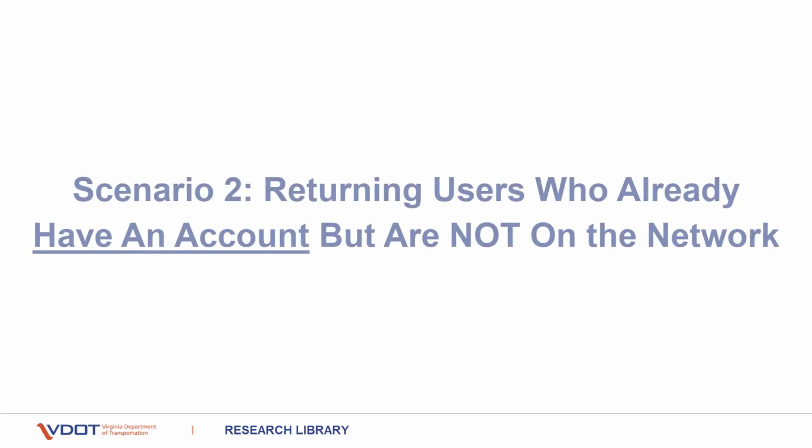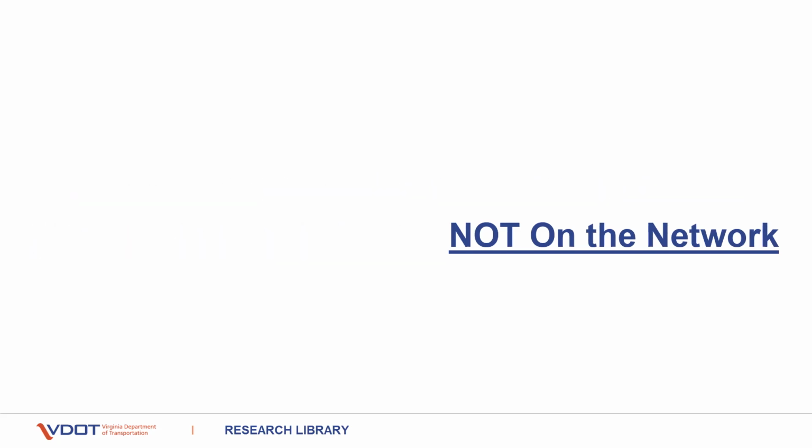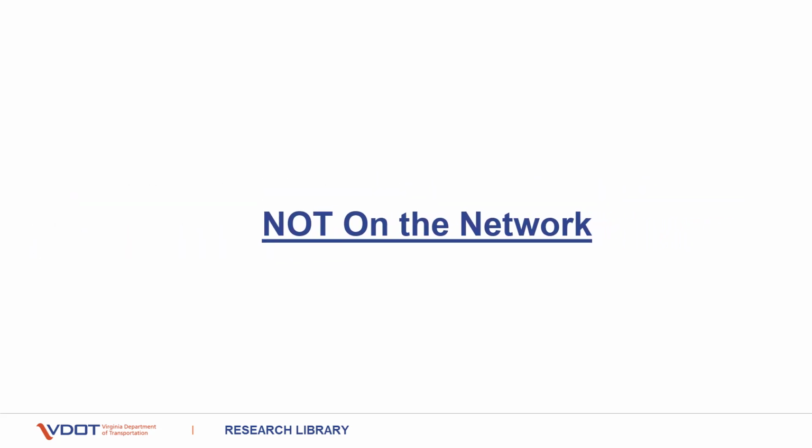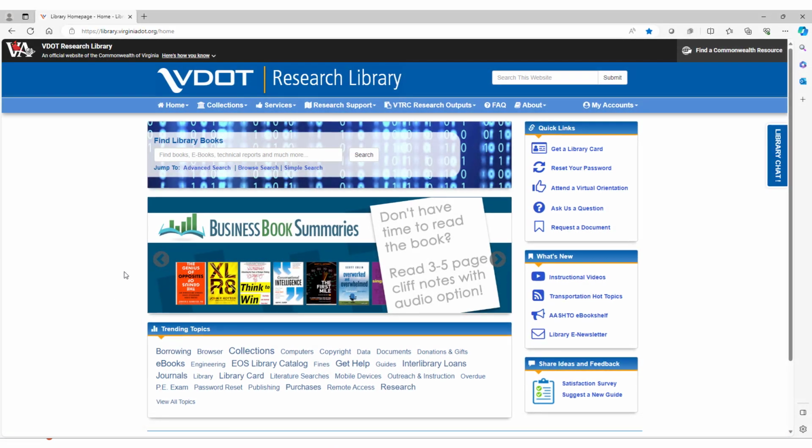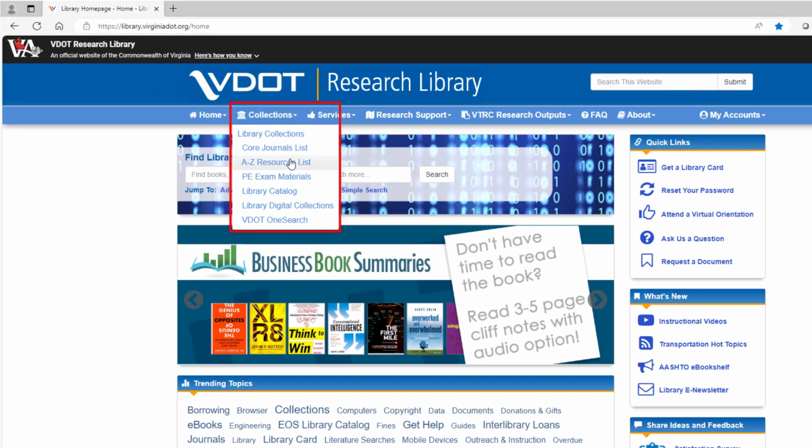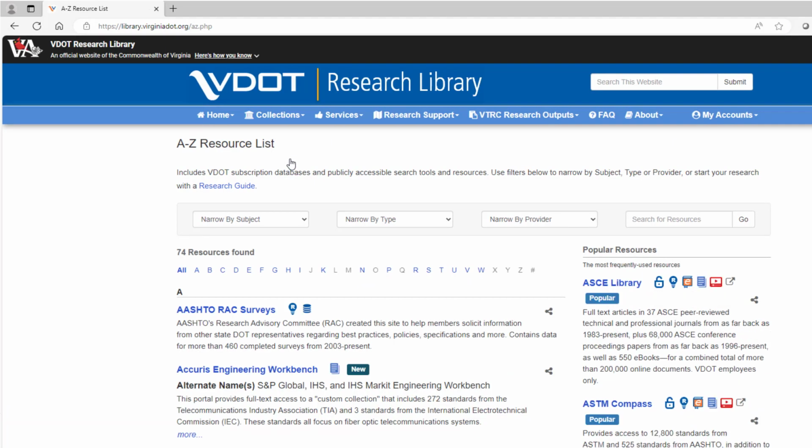Scenario 2 is similar, only let's pretend I'm not logged into the VDOT network. Perhaps I don't have access to VPN, or I'm using my personal computer from home. Regardless, I'm not on the VDOT network. All the steps for getting into Knovel are identical.